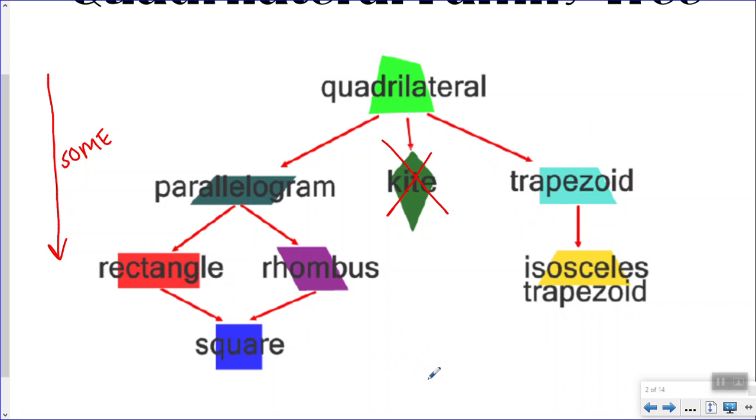When I go up, that's where we're going to say all or every. So I would say that every square is a quadrilateral because it has 4 sides. Every square is a parallelogram. All rectangles are quadrilaterals. All isosceles trapezoids are trapezoids. We are never going to go side to side. So that would be no or none. So no parallelograms are trapezoids. No isosceles trapezoids are a rhombus.